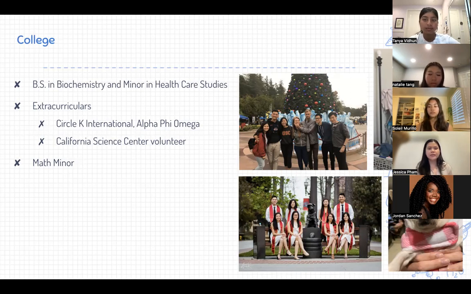And then from there, I really liked teaching. So I became a California Science Center volunteer, which is across the street from USC. There I would teach any visitors that came anatomy lessons. So I did that for about a year. So that's my uniform. The teal shirt is my uniform.